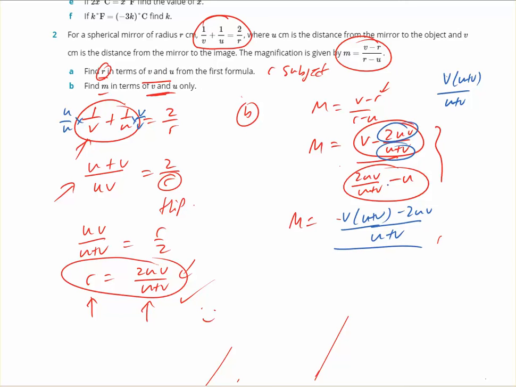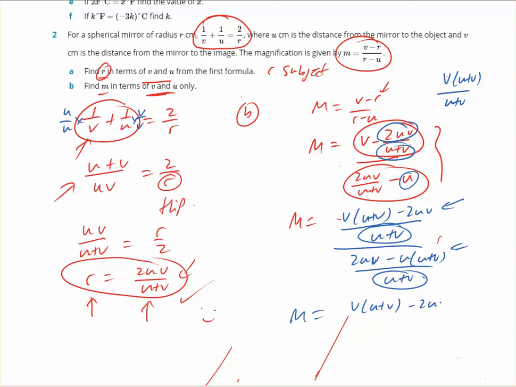I'm going to do the same thing here. For the minus U, I'm going to multiply it by U plus V on the top and U plus V on the bottom. So we'll get 2UV minus U times U plus V, all on U plus V. Since they're both on U plus V, we can disregard them. We can just go, this is the denominator, this is the numerator. So M equals V times U plus V minus 2UV, on 2UV minus U times U plus V.